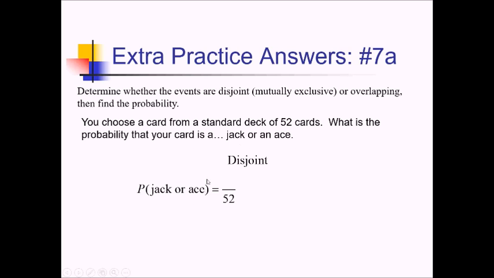So this is out of 52 cards for the probability of a jack. And there are 4 jacks in a deck of cards, so 4 out of 52. Now for aces, there's also 4 aces in a whole deck of cards, so we're going to be adding another 4 out of 52. And again, there's no overlap between these groups, so we don't have to worry about subtracting anything that's in both groups. So adding these up then, that's going to be 8 over 52, which reduces to 2 over 13.